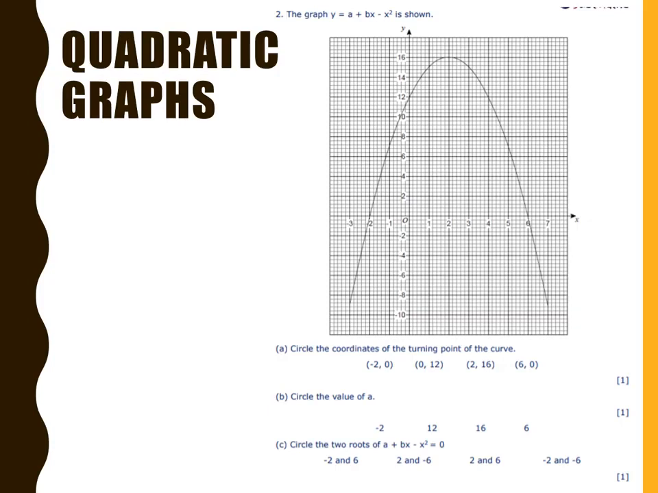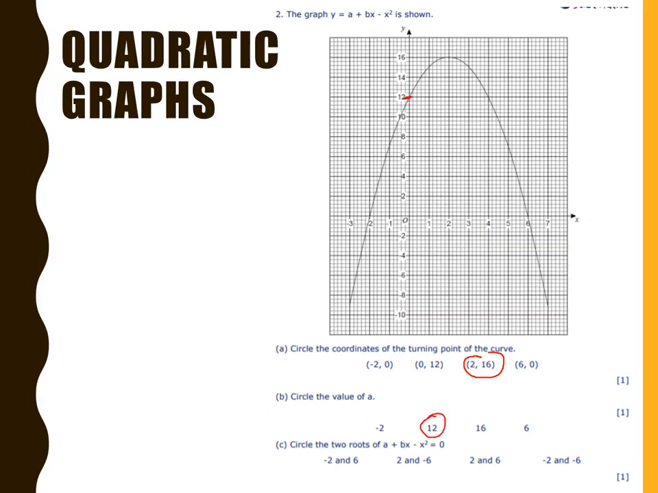Okay, so circle the coordinates of the turning point of the curve. I know it's turning around here, so it'll be (2, 16). This is a GCSE question, by the way. Circle the value of a. The examiner expects you to know that here a is the y-intercept. So I know it's crossing the y-axis at 12.